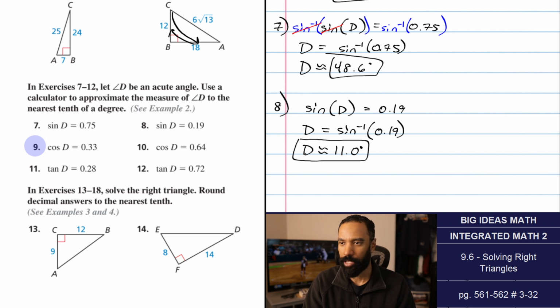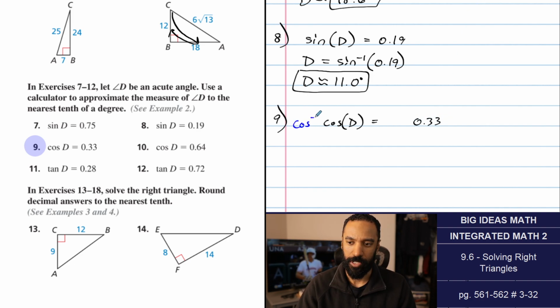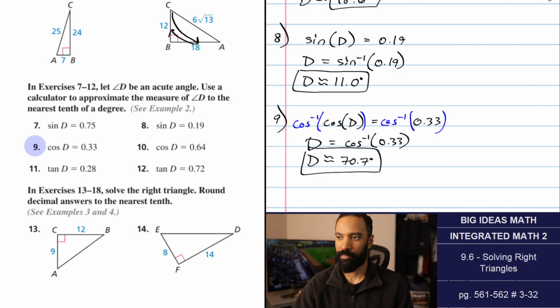Number 9 and 10 are cosine. So I'll go back to what I kind of did the first time. I'll give myself some space just to show you it works with all three. The cosine of angle D is 0.33. I must take the inverse cosine of both sides, like so. That's what wipes out the cosine portion on this side, just leaves me with D. And now I'm going to be taking the inverse cosine of 0.33. So let's go to the calculator for that one. Take a look. I'll just reset that each time. Inverse cosine of 0.33. And I'm getting 70.7 degrees about. Fascinating. There's that guy. 70.7 degrees.